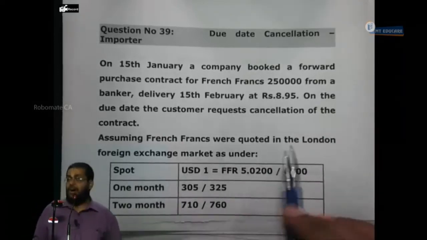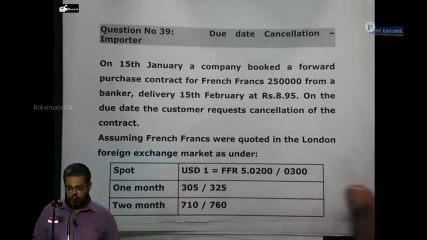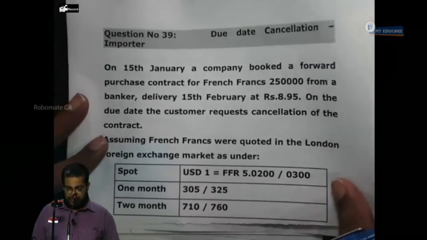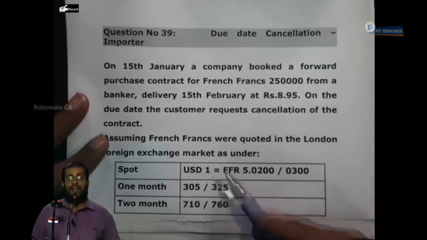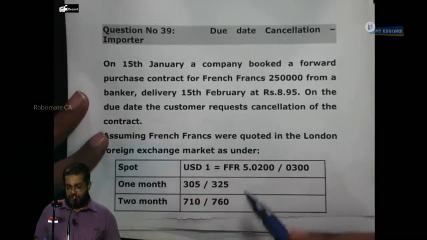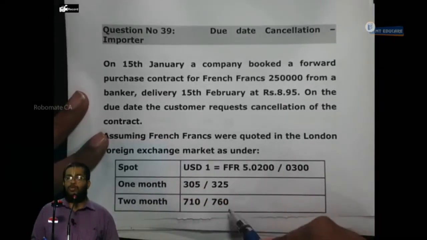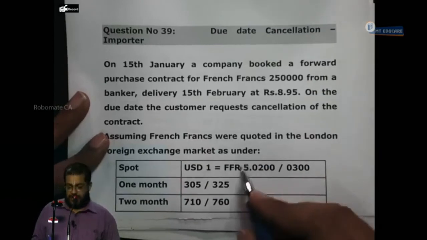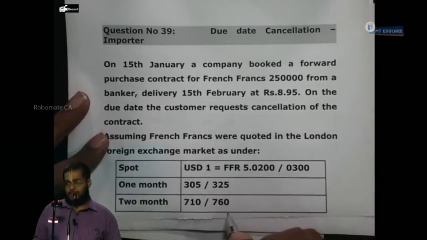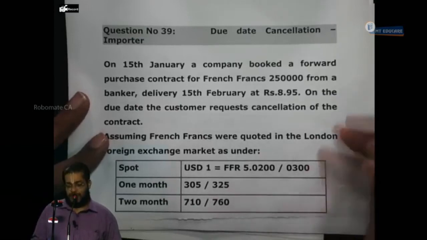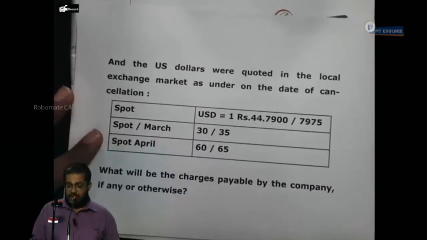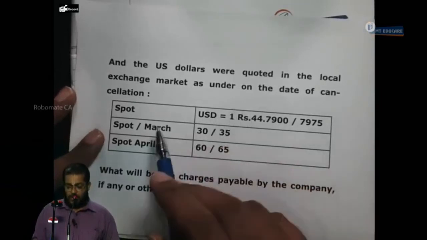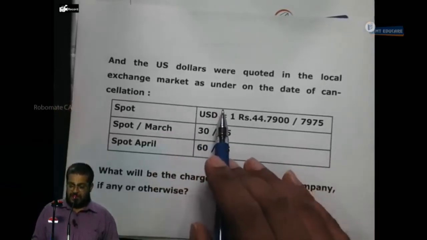Spot $1, so many French francs given, 1 month forward, 2 months forward given. When you read, ignore the numbers not wanted. Do I want the 1 month, 2 months forward? Not at all, because I cancel using the spot rate. So you need not worry about the swap points. I'm only looking at the spot rate here.